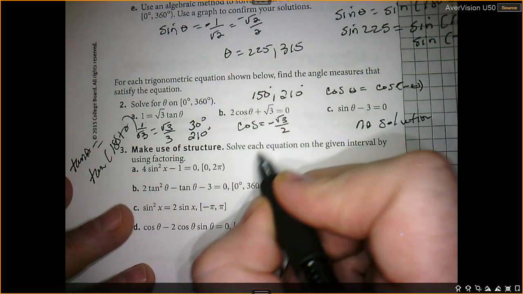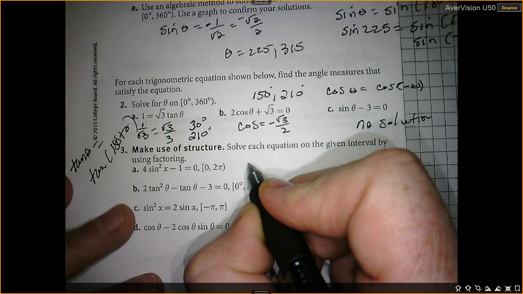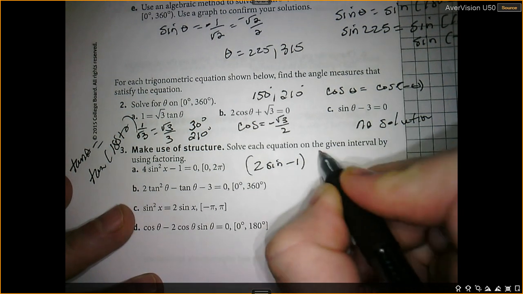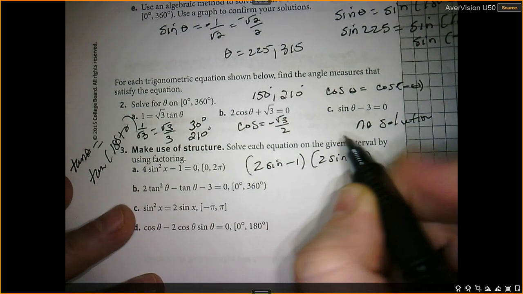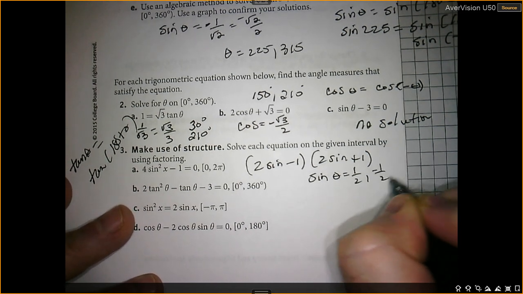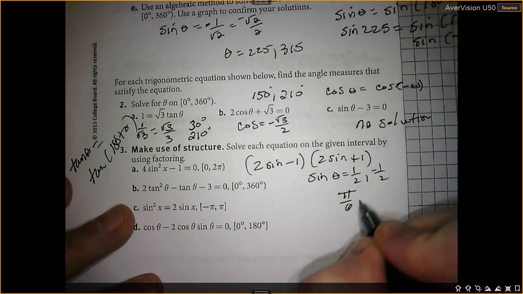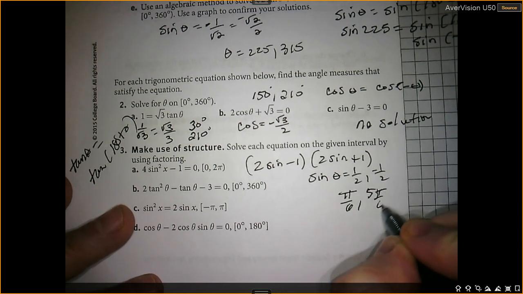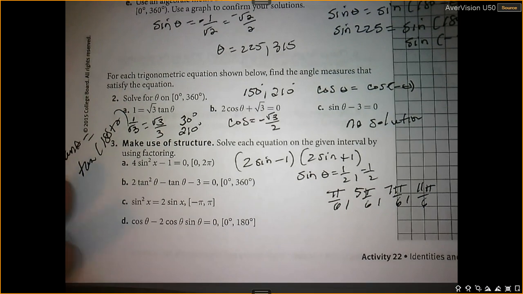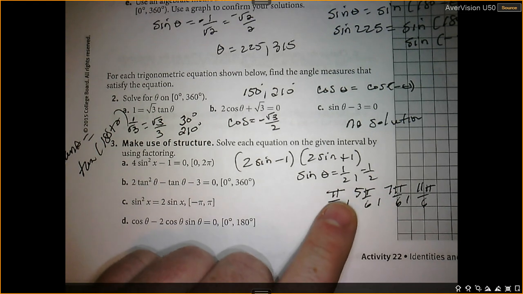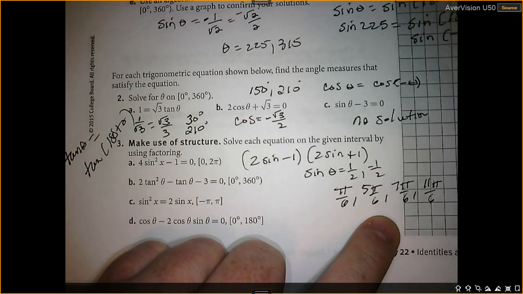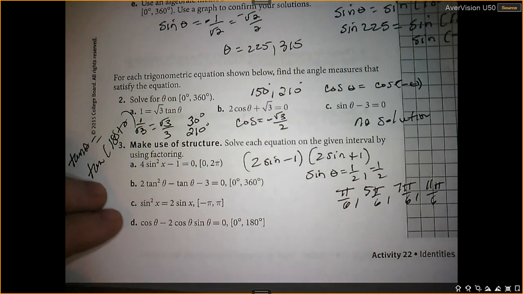Okay, let's try 3. 3 is repetitive, we've done 3 before, so I'm just going to do one of them. Let's just practice factoring. It'd be 2 sine minus 1 times 2 sine plus 1, so it's a difference of squares. Where is sine theta equal to a half and negative a half? You can reference your unit circle and then use your trig identities if you want. So it's pi/6, 5pi/6, 7pi/6, 11pi/6. You could also incorporate your trig identities: if you have pi/6, you would subtract 180 minus theta, which would give you 5pi/6. So you can use the trig identities if you like, and it checks.